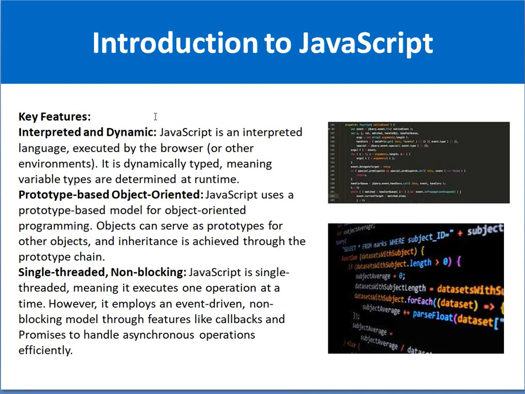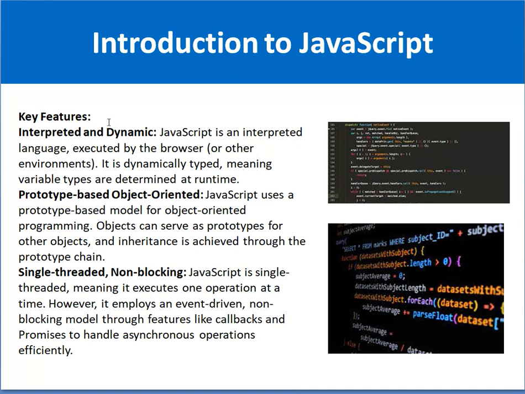Now, the key features of JavaScript are that it is interpreted and dynamic. Interpreted means, first, that it doesn't need a compiler, and it is executed in the browser. So that means it's a client based language, and it is a dynamic language as well. That means variable types are determined at runtime.